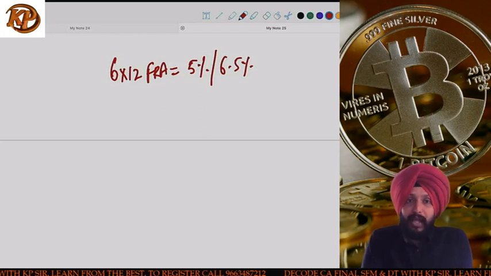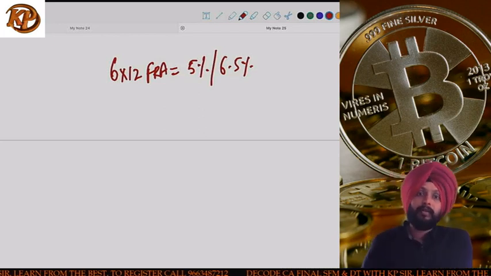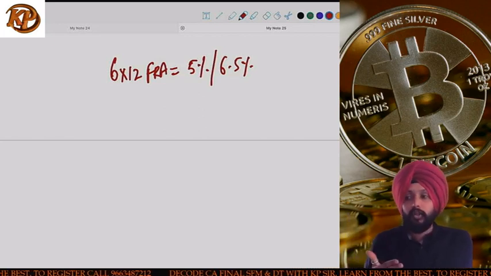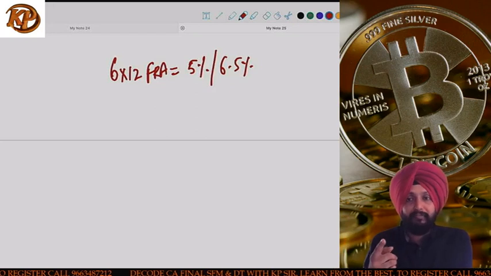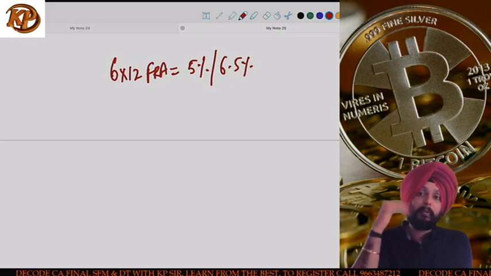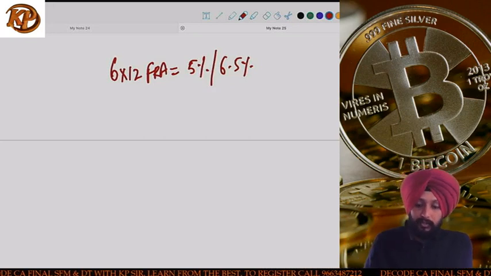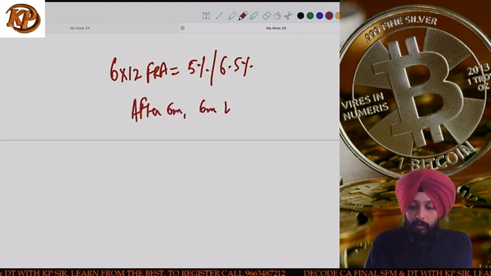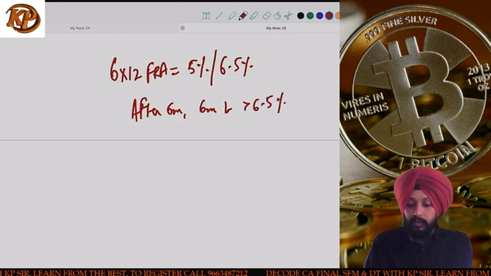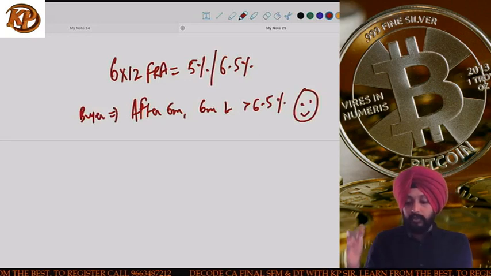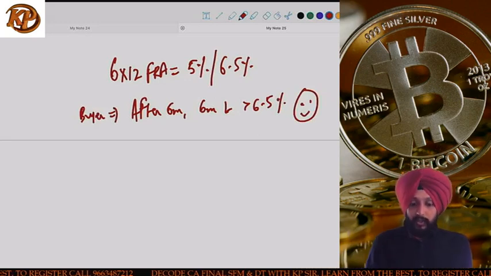But when will the settlement happen? Settlement will happen at the end of 6 months at present value. Anybody who is bullish can buy this FRA. If you buy this FRA, then the rate applicable is 6.5%. Anybody who is bullish can buy this FRA at the rate of 6.5% and will be betting that after 6 months, the 6 months LIBOR should be greater than 6.5%. Then you will be happy if you buy this FRA. If you are a buyer, this is what you want.